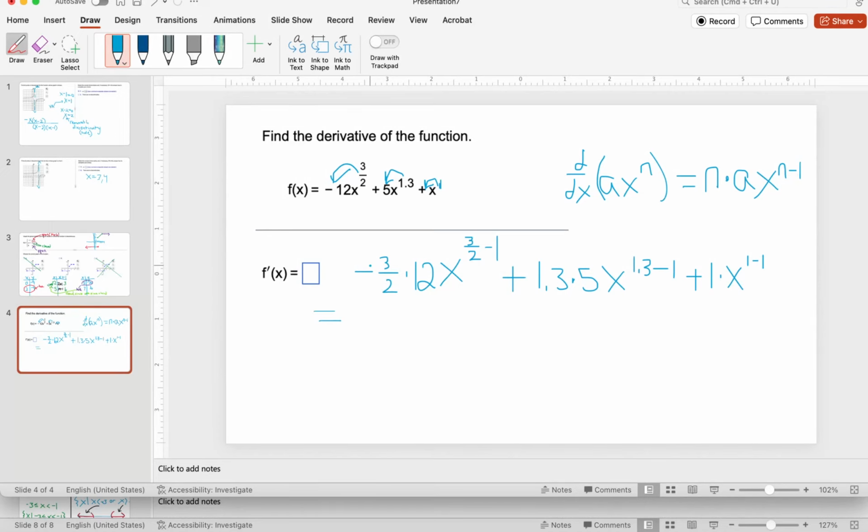Okay. Then here we've got negative 3 halves times 12. So that's going to cancel. This is 6. Negative 3 times 6 is negative 18. And then we've got x to the 3 halves minus 1. I can write that 1 as 2 halves. Okay, that's the easiest way to do the fractions. You just look to see the bottom of this one and make that over that. Very good. And then 1.3 times 5, it's going to be 6.5.